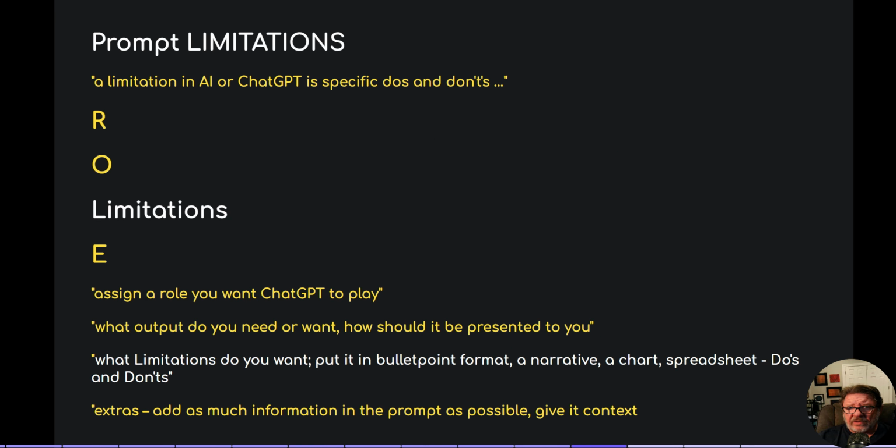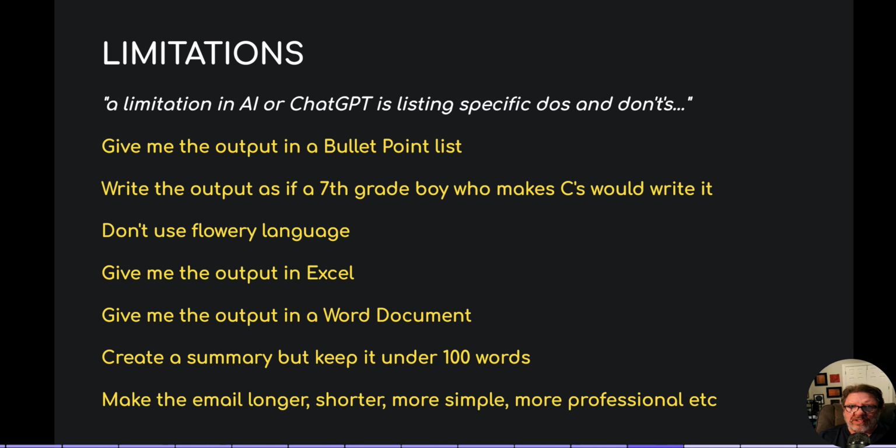What's left? Well, what's left is limitations. Limitations are what you do and do not want in your output. Now, for example, what limitations do you want? Put it in bullet point format. I want a narrative. I want a chart. I want a spreadsheet. But limitations really include do's and don'ts. So we'll talk about those do's and don'ts.